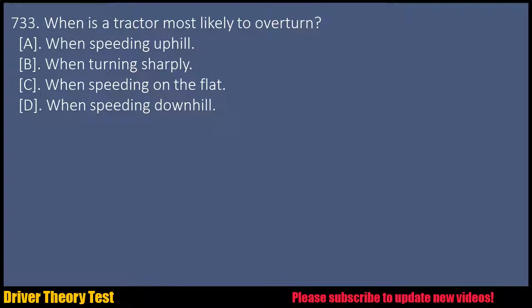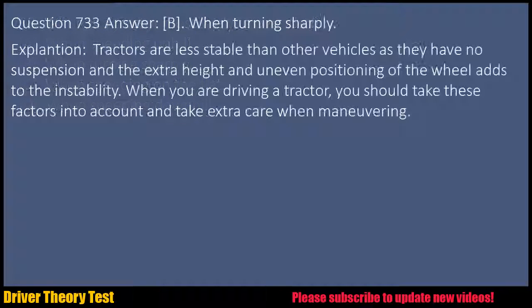Question 733. When is a tractor most likely to overturn? A. When speeding uphill. B. When turning sharply. C. When speeding on the flat. D. When speeding downhill. Question 733. Answer: B. When turning sharply. Explanation: tractors are less stable than other vehicles as they have no suspension and the extra height and uneven positioning of the wheel adds to the instability. When you are driving a tractor, you should take these factors into account and take extra care when maneuvering.